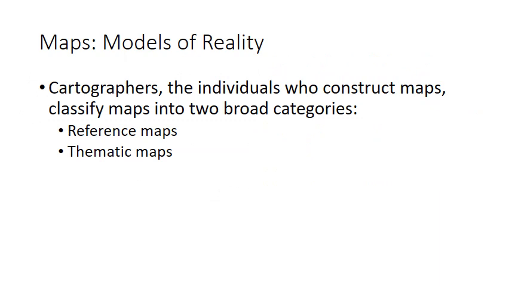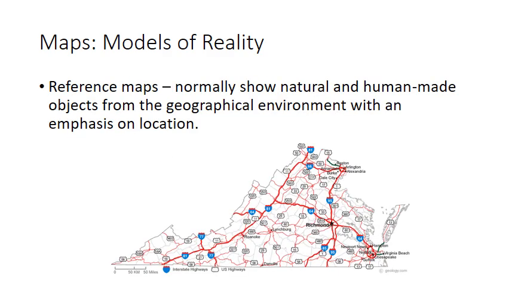You should be comfortable that cartographers are those who construct maps, and that maps are classified into two broad categories: reference maps and thematic maps. Reference maps tend to show natural and human-made objects and generally have an emphasis on location. This example shows the state of Virginia with major highway systems.